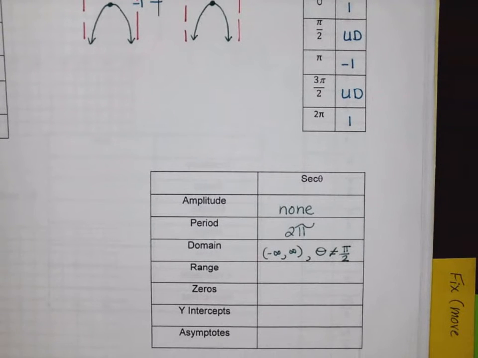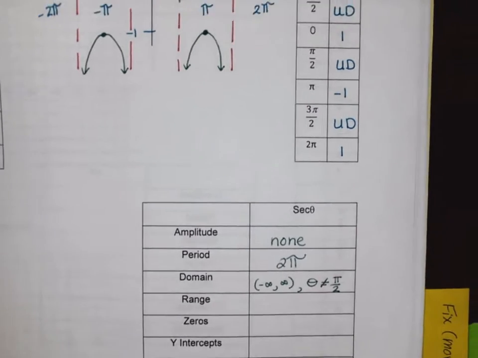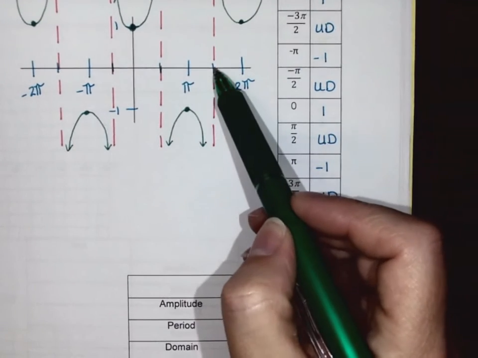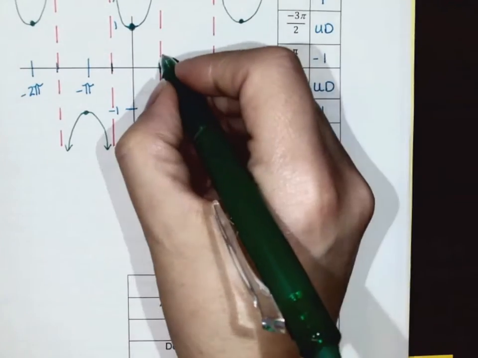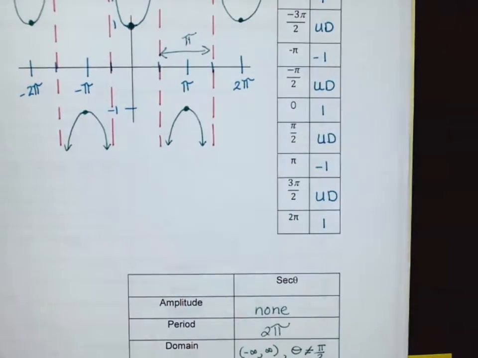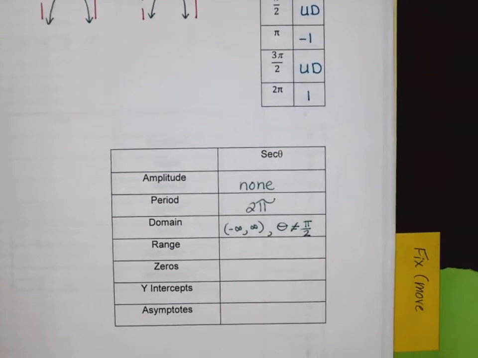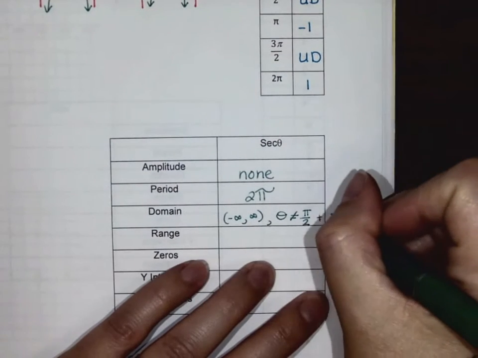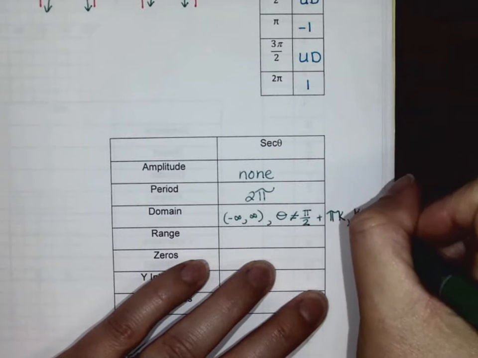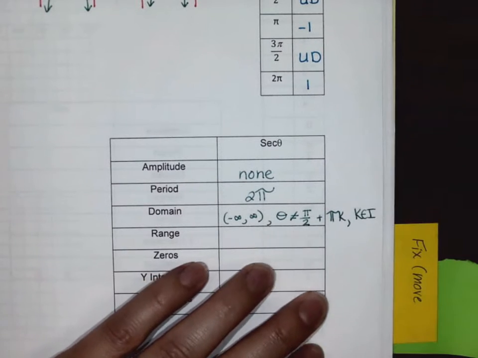We're going to add a period, right? No. When's our next asymptote? So our next asymptote is 3 pi over 2. So what's the distance between here and here? Pi. Okay, so we are going to add plus pi k, where k is an element of the integers.